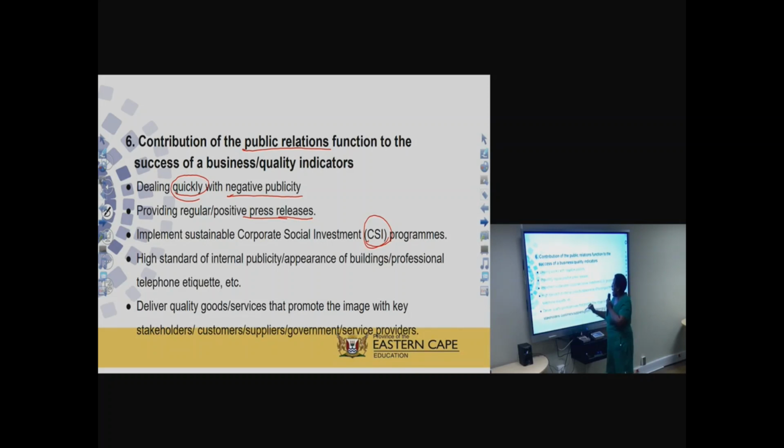There is this one, high standard of internal publicity. Internal publicity, like when your employees are answering a phone, are they doing it the right way? That is the telephone etiquette. The appearance of the buildings. Are they professional when they answer the telephone? Are you able to deliver quality goods to promote the image? The aim is to promote the image of the business, because you want to have a sustainable business.